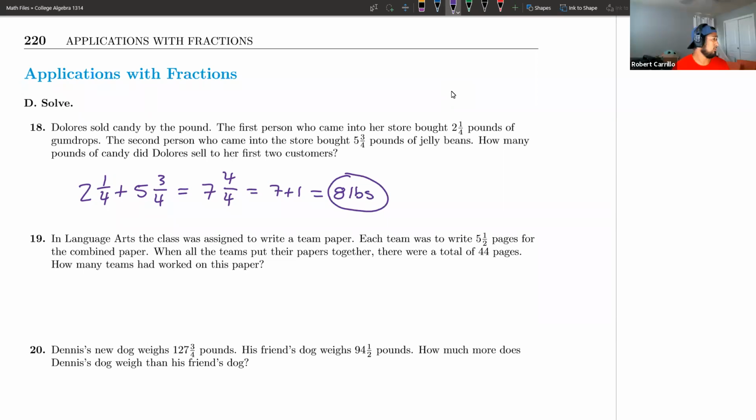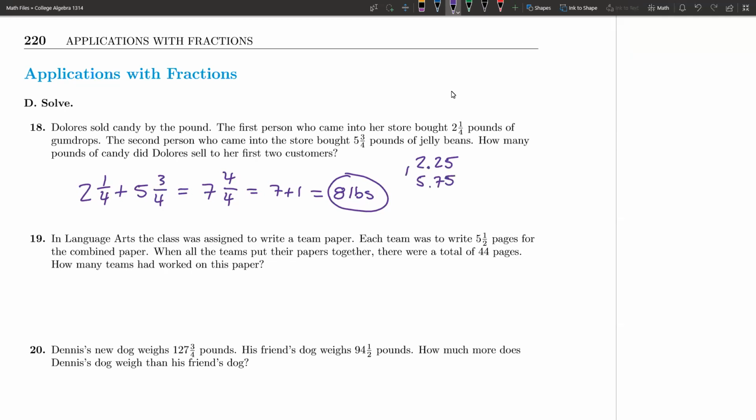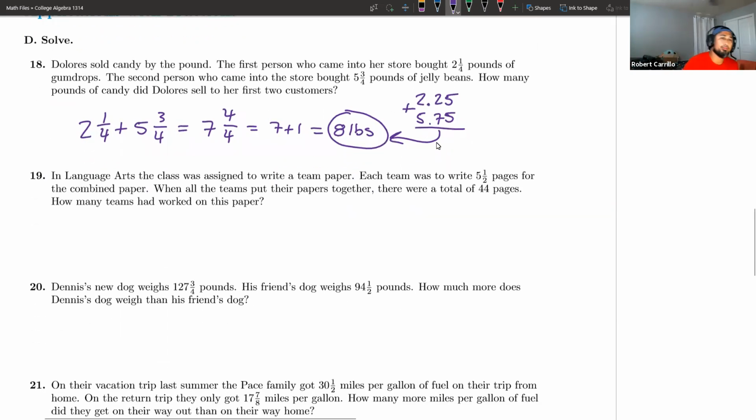Or if you guys wanted to think out of the box and absolutely hated fractions, 2 1/4 is what decimal number? 2.25. And 5 3/4 is what decimal number? 5.75. Okay. And then add them up, and guess what we get? 8 pounds. So there's always a way around it, right? Okay.